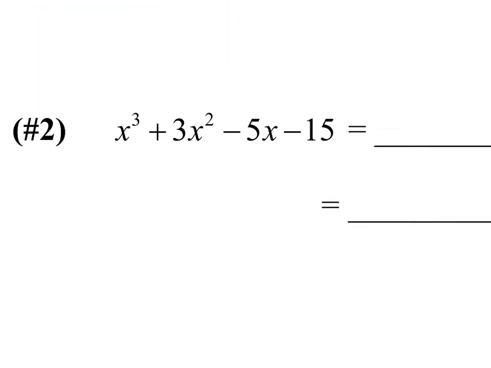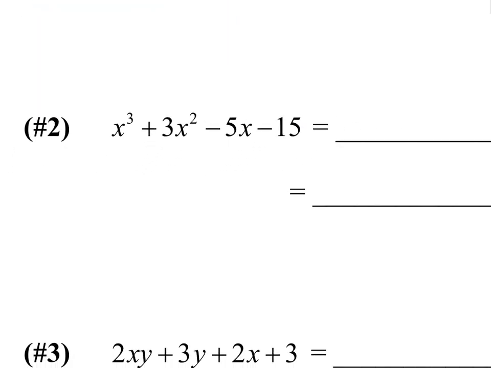All right, we have x cubed plus 3x squared minus 5x minus 15. So first thing we're going to do is split them. Split them right here, right in the middle.